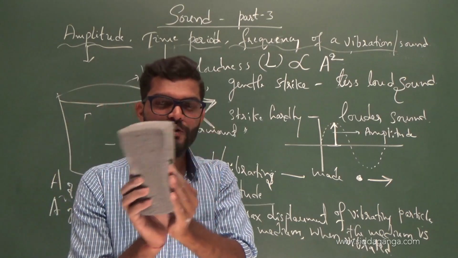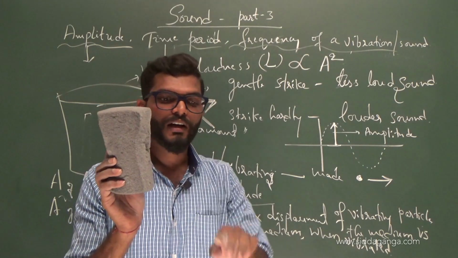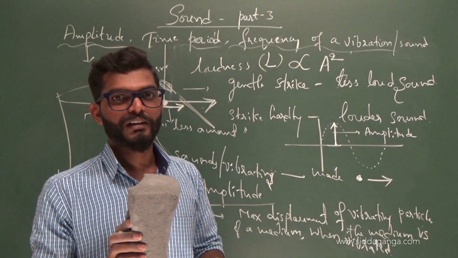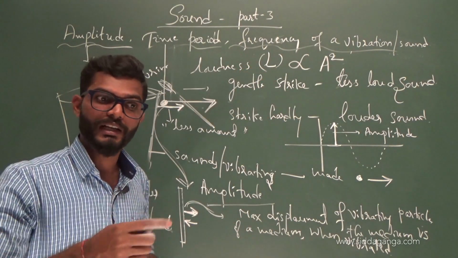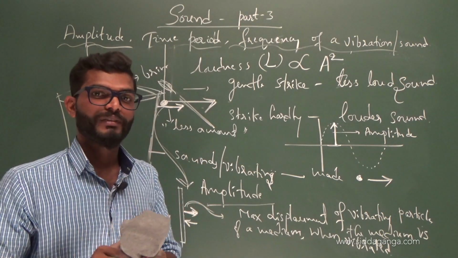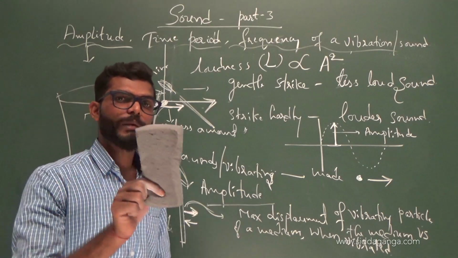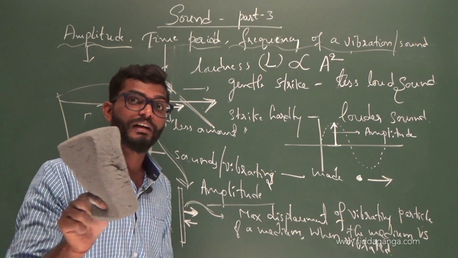So more the amplitude, more the loudness of the sound. Less the amplitude, the sound will be less loud. Therefore, loudness of a sound is proportional to its amplitude. What is amplitude? It is the maximum displacement of the vibrating particles.